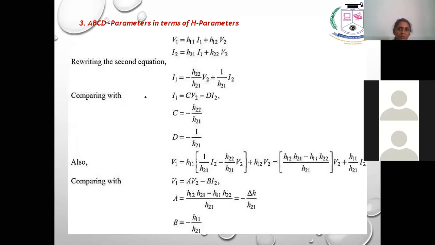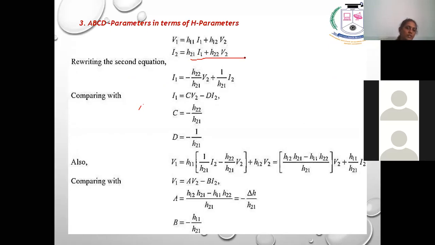The last one will be ABCD parameter in terms of H parameter. So H parameter, what you have to do is you have to rewrite the second equation. Second equation is what? I2 is equal to H21 I1 plus H22 into V2. Now rewrite this and find the value for I1. I1 is equal to minus H22 by H21 into V2 plus 1 by H21 into I2. Now compare this with the ABCD equation. Clear?